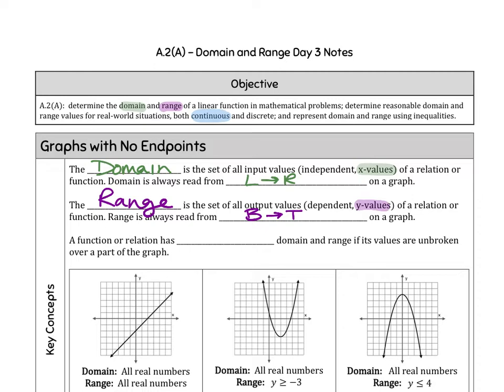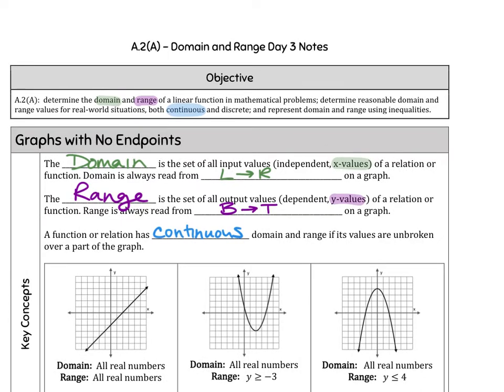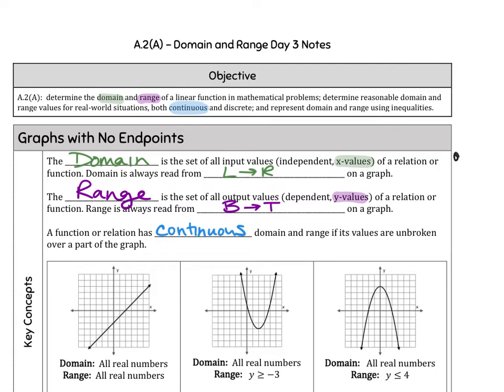And then today, again, we've kind of already defined this. A relation or function has what's called continuous domain and range if its values are unbroken or connected over a part of a graph. We have talked about domain for graphs that have endpoints. The first day we did domain and range, we talked about graphs that looked like this, just like on our warm-up, but had two endpoints. Last class, you guys talked about the graphs that had one endpoint that looked like little rays. Today, we're going to be talking about graphs that have no endpoint. So you see how these graphs are going to have arrows on both sides of their line? That's no endpoints. It changes the way that we talk about domain and range, but honestly, it makes it easier in my opinion.